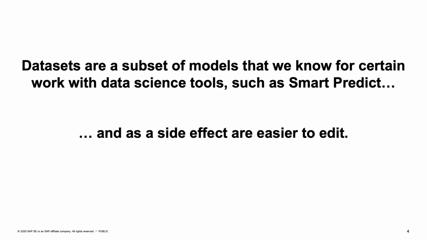So this sentence here sums up the role of data sets. If you take one thing away from this session, then this should be it, all right? Data sets are a subset of models that we know for certain work with data science tools such as Smart Predict. And as a side effect, are easier to edit. That really is the core about data sets, all right? So let's unpack the two clauses. First, we'll have a look at the Smart Predict and data science use case. And then I'll show that it really dovetails with the Agile Analytics use case.